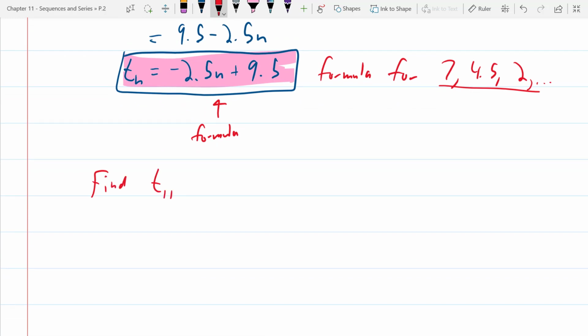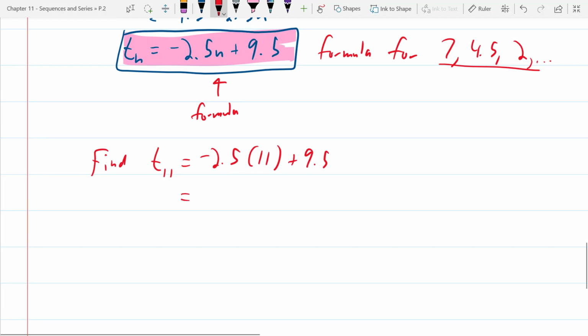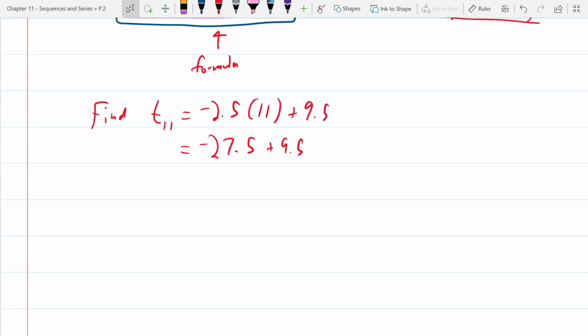the 11th term. So if I wanted to find T of 11, I could say negative 2.5 times 11 plus 9.5. Well, negative 2.5 times 11, 25 times 11 is 275. So this would be negative 27.5 plus 9.5, which is really a subtraction problem, and that would give me negative 18. So that means the 11th term was negative 18. A formula can give you any term that you want.